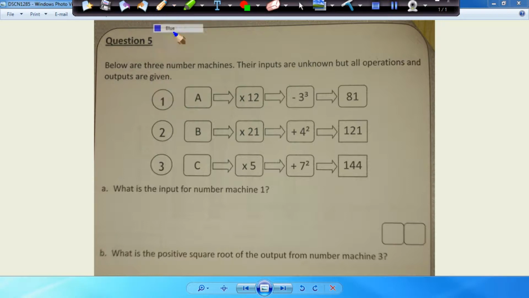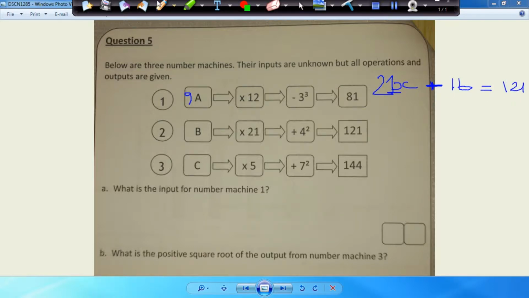So, let's have a look at the inputs of machine 1 and 2. What was the input for machine 1? We just said: 9. And what was it for machine 2? Did we work out machine 2? No, let's work it out. So we have x times by 21. We can write that down as 21x, and then add 4 squared. What's 4 squared? 16. Add 16, and that will give us an answer of 121.